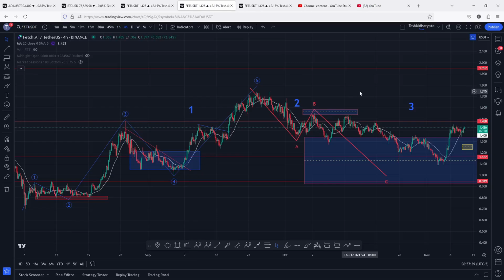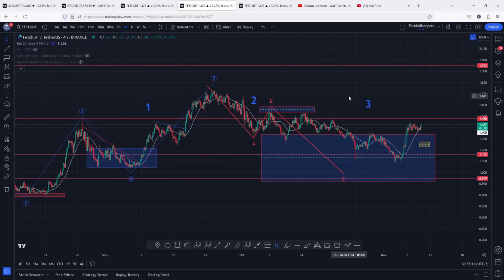Fetch AI continues to see an aggressive bounce to the upside, and at the time of this recording we are holding above the 20-day MA here on the 4-hour chart, which is now acting as support for us to continue pushing higher. And the next key area of resistance that I want to see a break above lies above the $1.48.